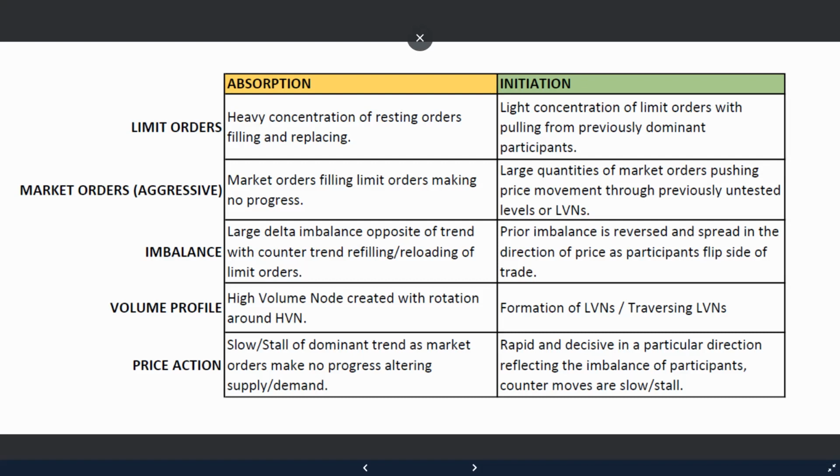So comparing and contrasting absorption and initiation, the key difference lies in the speed of the auction and the price action. Absorption is characterized by slower price movement, stalling and pausing, as resting limit orders take in the market orders. In contrast, initiation is marked by rapid, decisive price movements driven by aggressive shifts in balance between supply and demand during that auction.